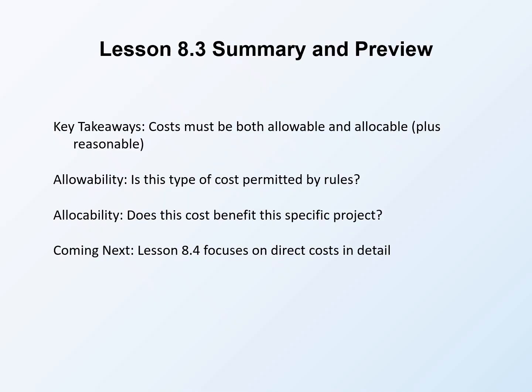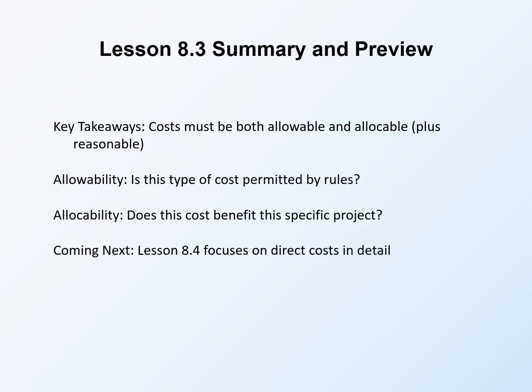Let us summarize the key points from this lesson on allowable and allocable costs. Every cost charged to a federal grant must pass 3 tests: allowability, allocability, and reasonableness. We focused today on the first 2, while the previous lesson covered reasonableness through the prudent person standard.